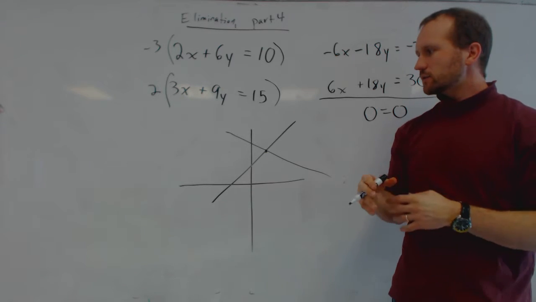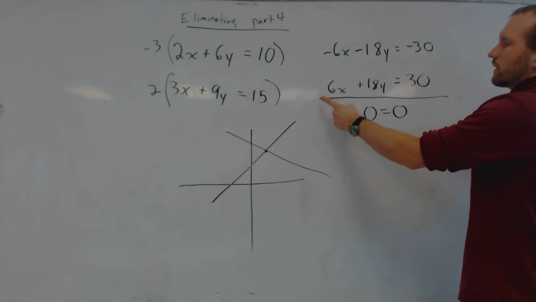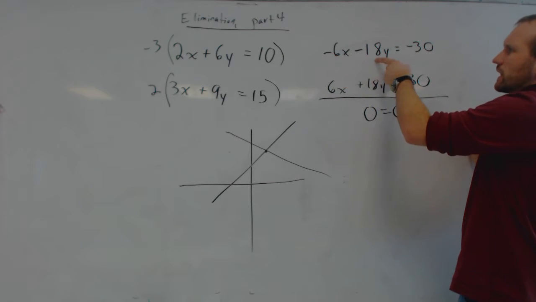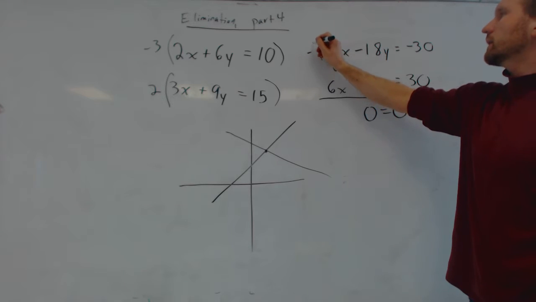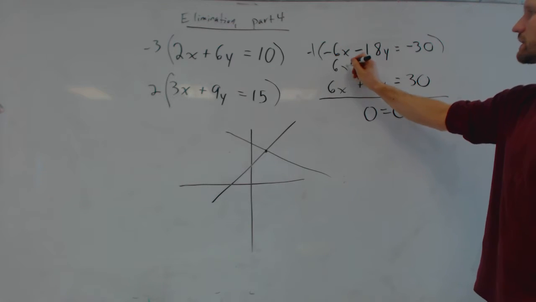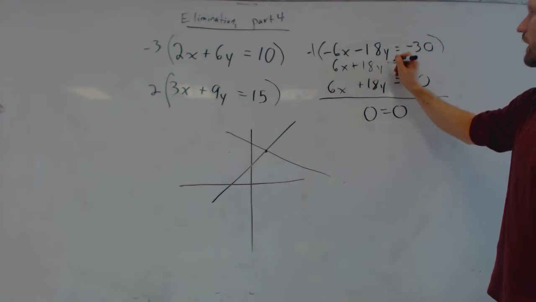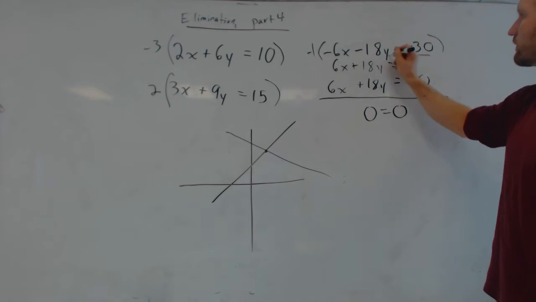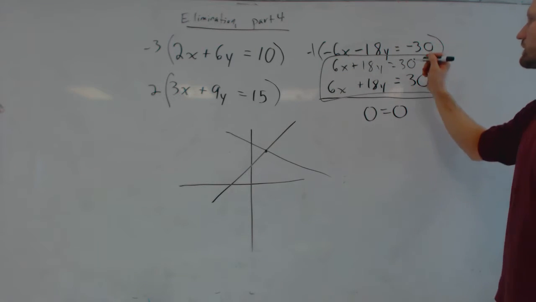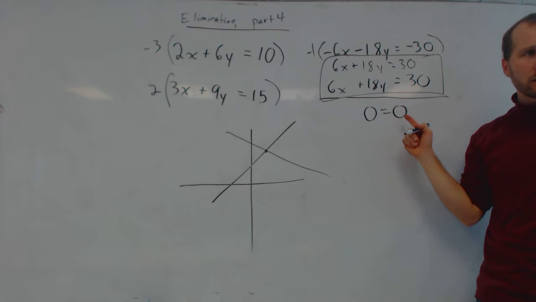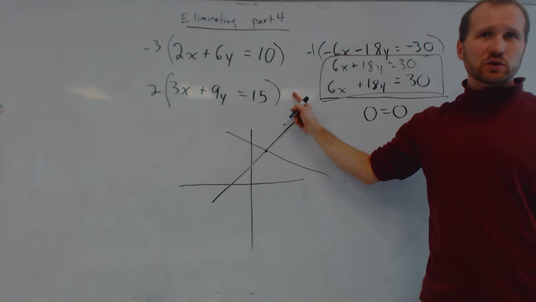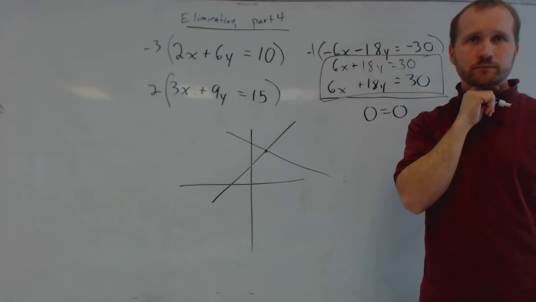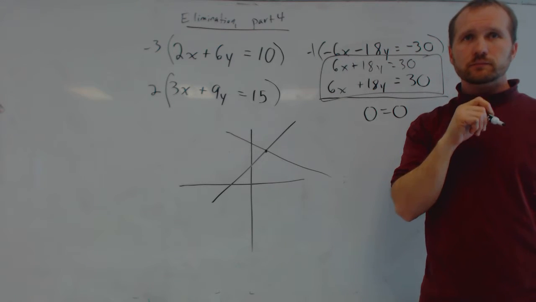Okay. So the equations, look, if I multiplied this one times negative 1, it would be negative 1 times all of this, which would be 6x plus 18y equals 30. So really the reason they cancel out is because they're the same equation, right? This and this are actually the same equation. So it's just two lines in the exact same place?